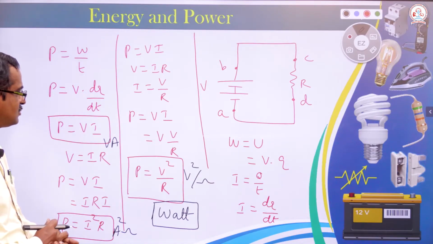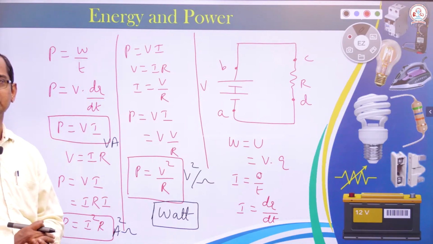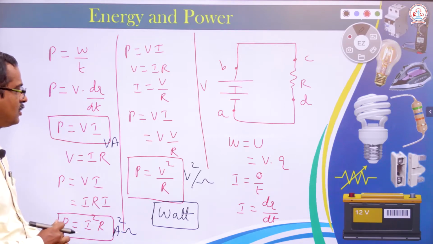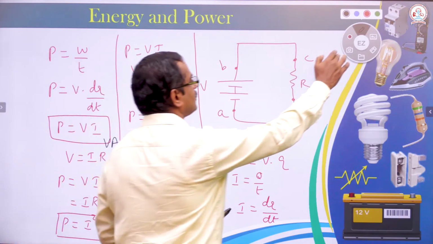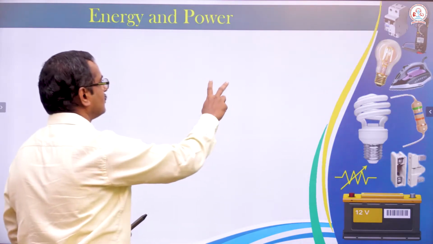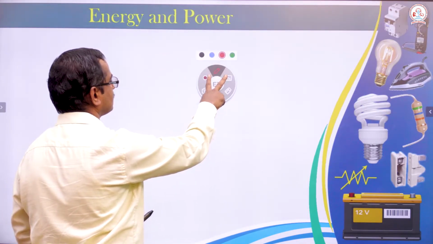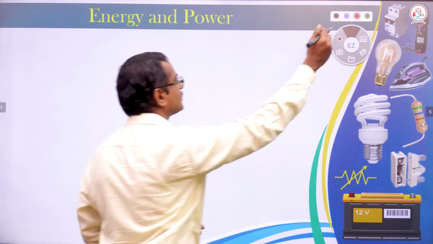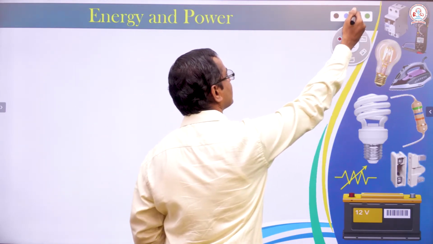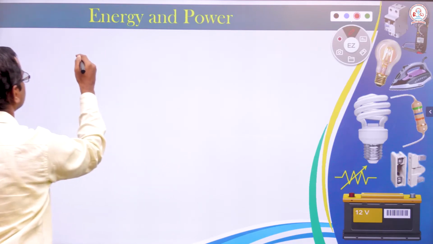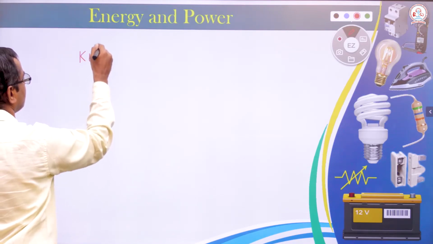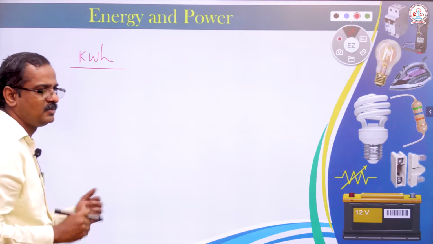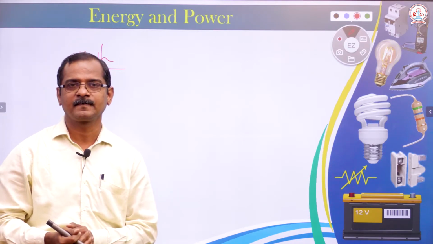Now, let us discuss what is 1 kilowatt hour. 1 kilowatt hour is the commercial unit for electrical energy.